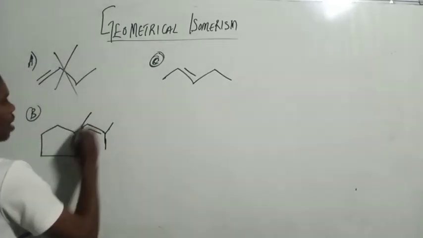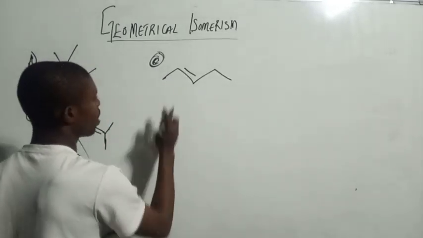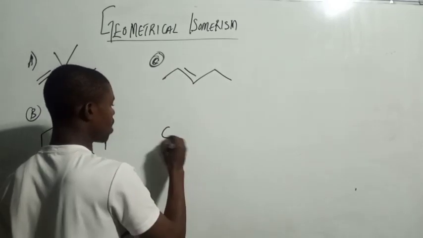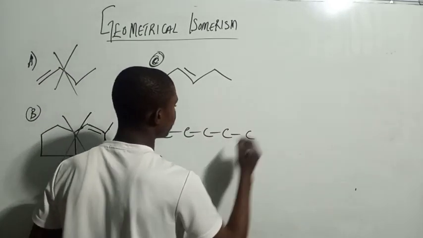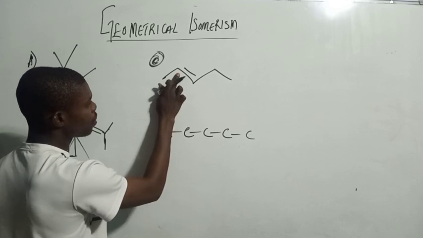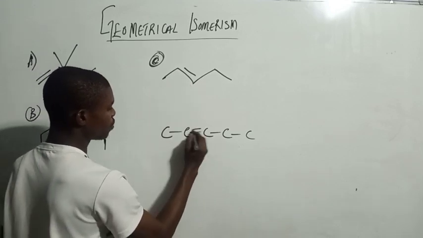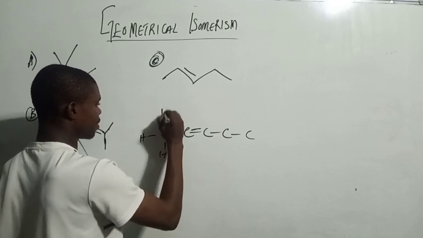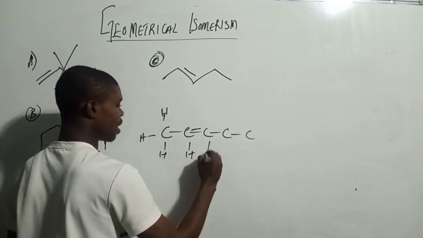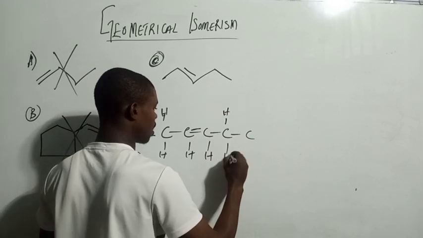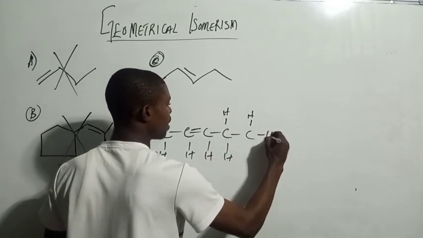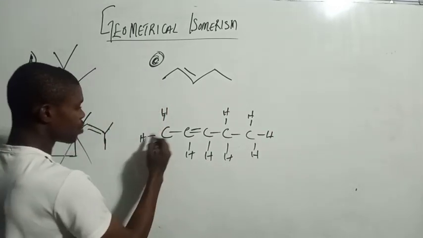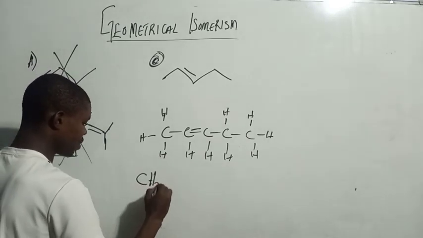So here we try some art. Look at this one here. Here we have 1, 2, 3, 4, 5. So 1, 2, 3, 4, 5, right? So I count back 2 and 3. There's a double bond. So here we have hydrogen, hydrogen, hydrogen, right? So we have hydrogen, hydrogen, hydrogen, hydrogen, hydrogen, hydrogen, hydrogen. Just that. So it can also be written as CH3.